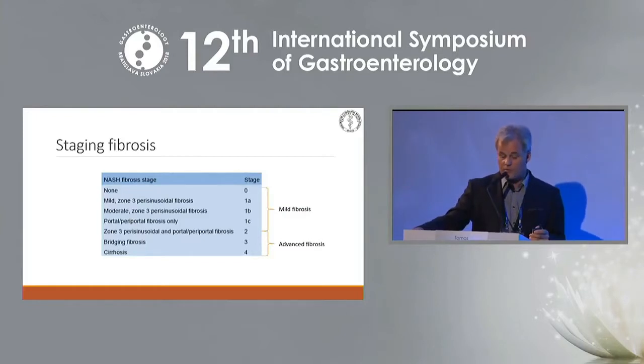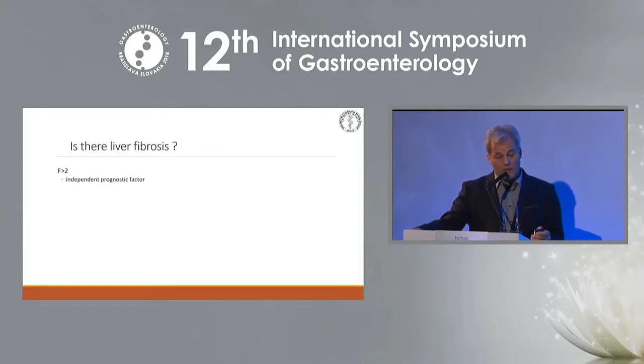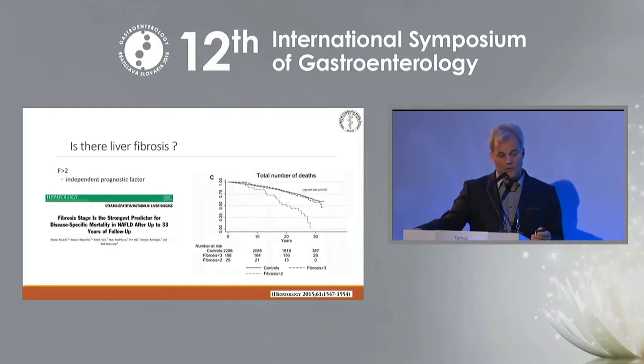Here are some stages for liver fibrosis. They are generally staged in 4 stages, from 0 to 4. From 0 to 2, we are talking about mild fibrosis, and when we have bridging fibrosis or cirrhosis, we are talking about advanced fibrosis. So if we have a liver biopsy and a patient with fibrosis more than grade 2, it is an independent prognostic factor for survival. And it has been shown by many studies, for example, this one, on several thousand patients.